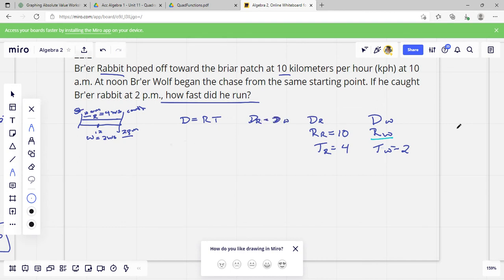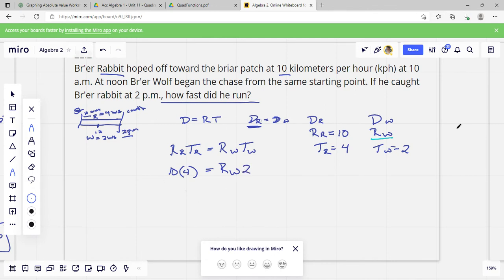That means instead of distance, we could replace that with rate times time. So the rate of the rabbit times the time of the rabbit is going to be equal to the rate of the wolf times the time of the wolf, right? Because our distances are equal, so that means our rate times time is equal. All right, so let's start filling in the variables. The rate of the rabbit is 10. The time of the rabbit is 4. The rate of the wolf, we don't know. The time of the wolf is 2.